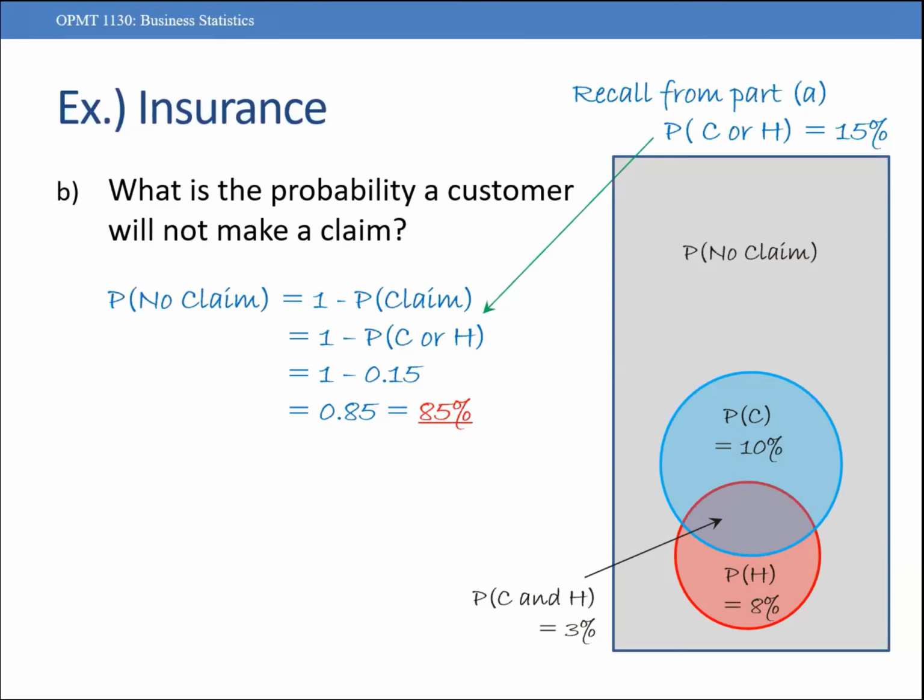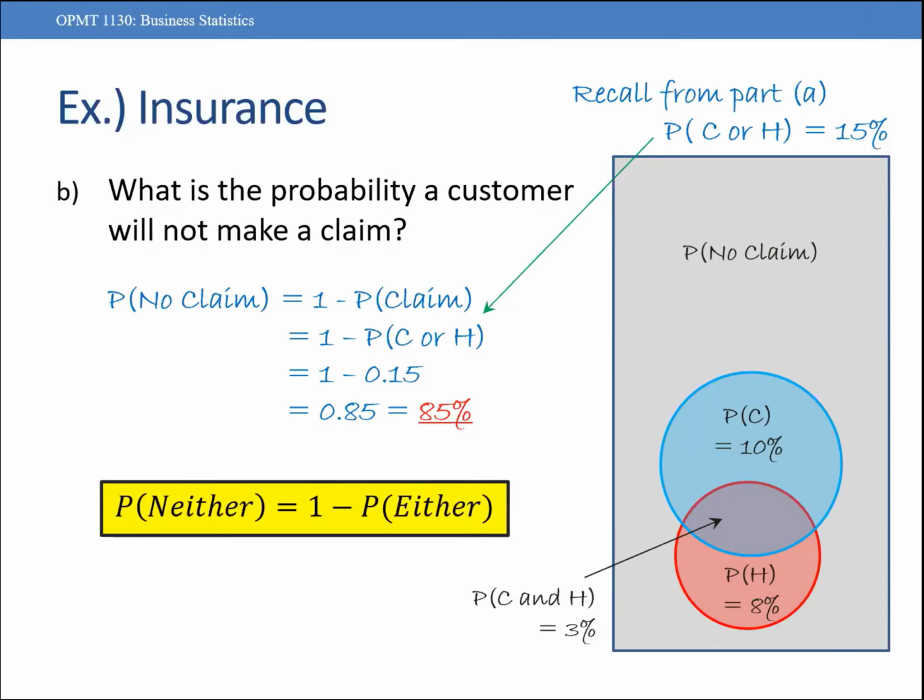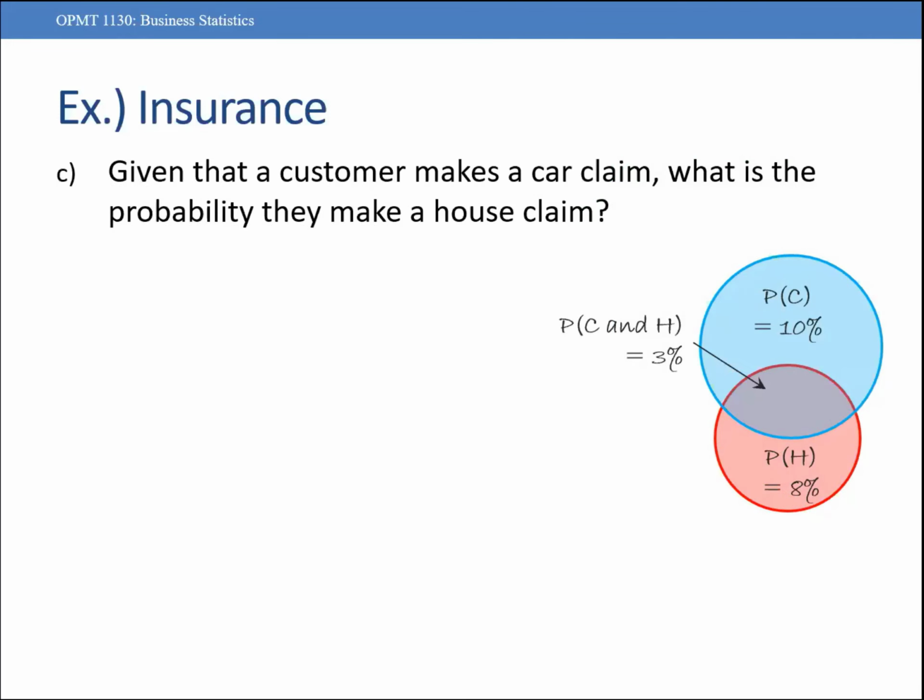So this kind of highlights this rule. The probability of neither is 1 minus the probability of either. Neither and either are complementary. Now, given that a customer makes a car claim, what is the probability they make a house claim? Is that this probability right here? Is that what we're asking for?